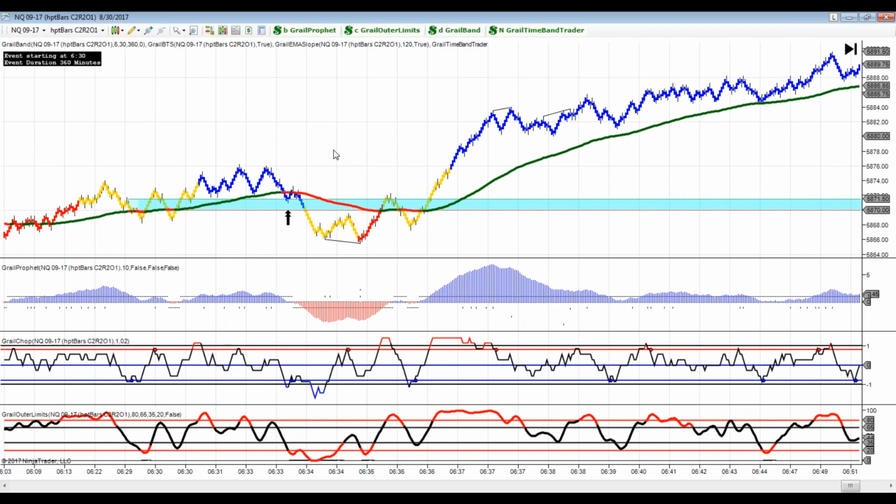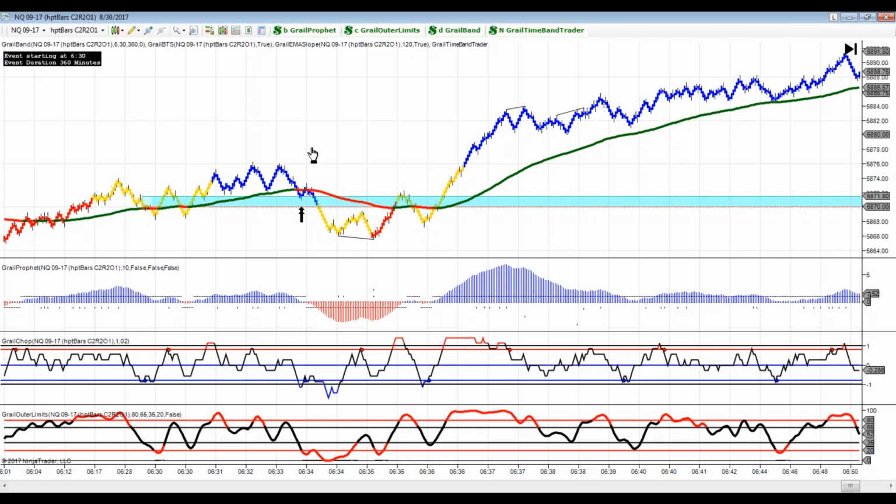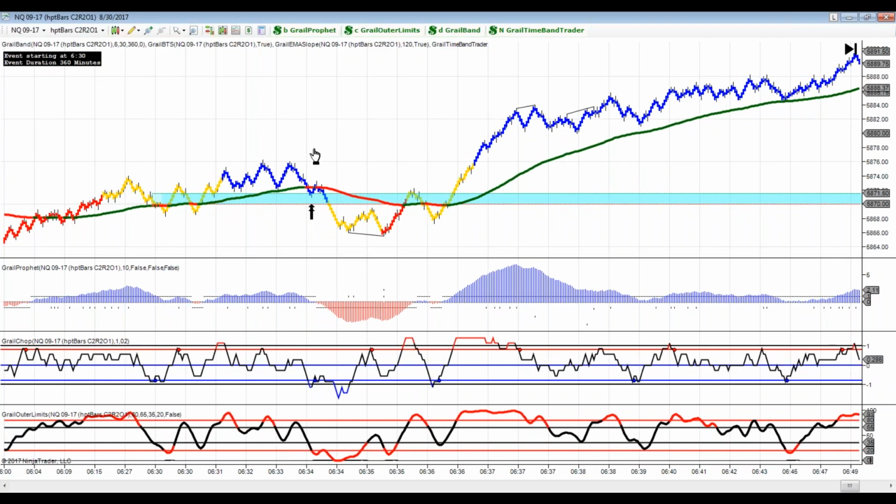Okay, in my opinion, this is not the preferred way to trade this. Okay, I just want to point that out. You can use these as additional filters, but it's not the preferred way to trade this.